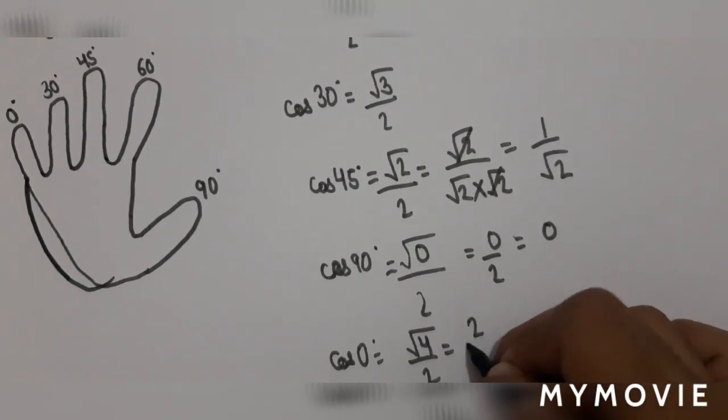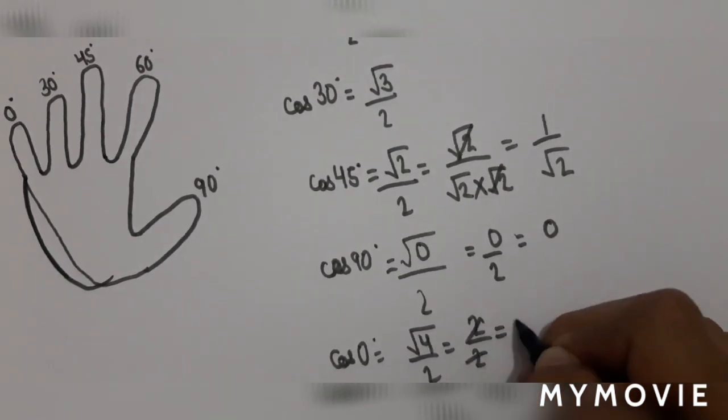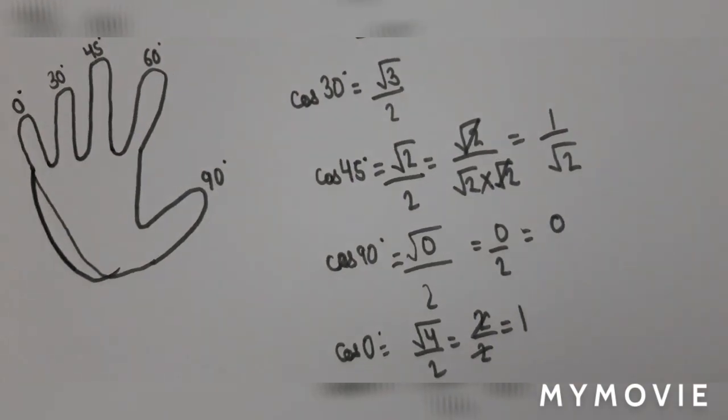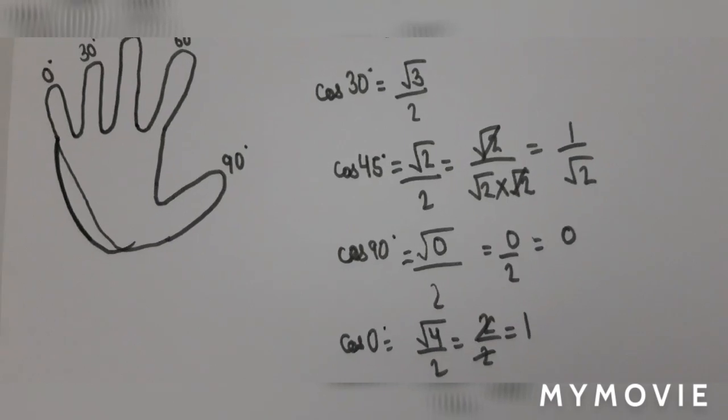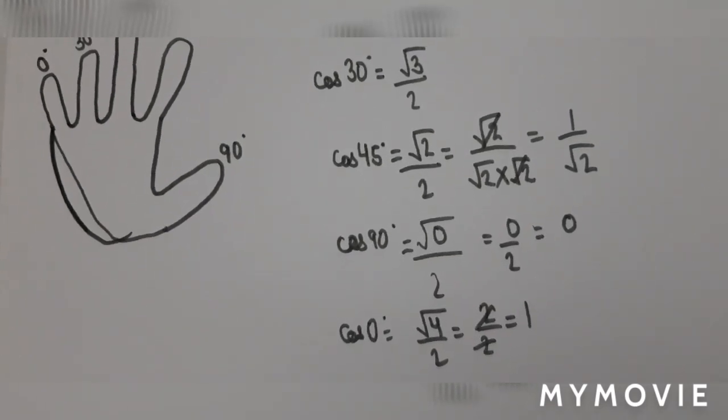So root 4 is 2 by 2. So our answer is 1. So our cos value is also completed. So friends, I will provide you one more easy trick for cos values.